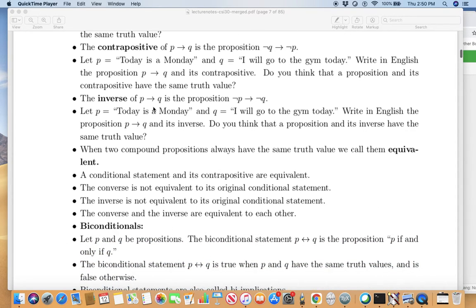The inverse of P implies Q is the proposition not P implies not Q. Notice not P implies not Q is different from not Q implies not P. Okay? So, take a moment and go through this particular exercise. Proposition and its inverse, do they have the same truth value? Take a few moments and go over this. All right.